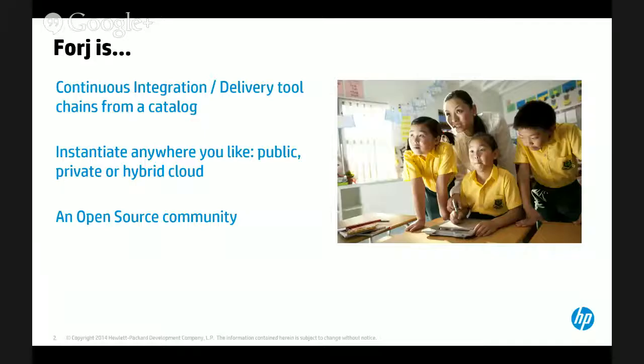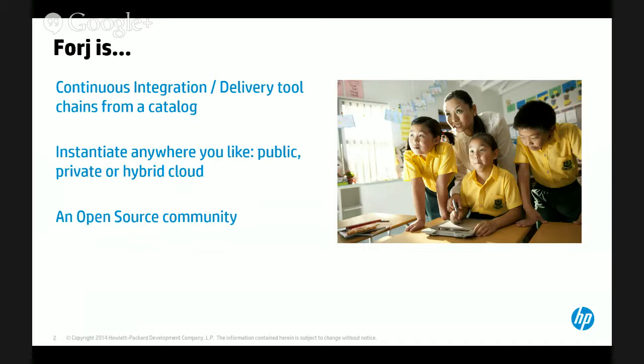Okay. So I wanted to introduce Forj. So Forj is really three main things. So it's a continuous integration and delivery tool where you can pick and choose from a catalog of pre-integrated, pre-configured development and delivery stacks. I'll show you that in a minute. By the way, we are going to do a little demo, so that you can see how it looks and what it is.